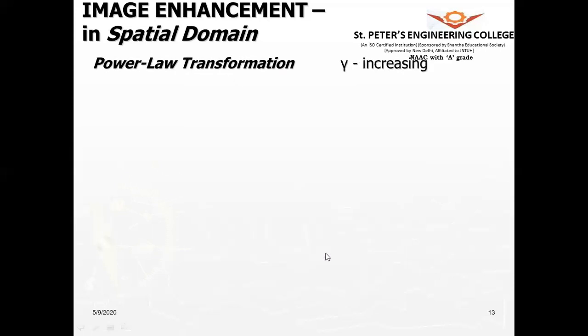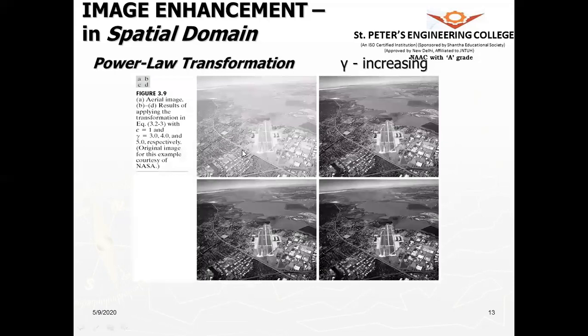Next, we'll see what happens when gamma is increased. So this is the aerial image, and when we increase the gamma value, we can see that we get a better result of this image.